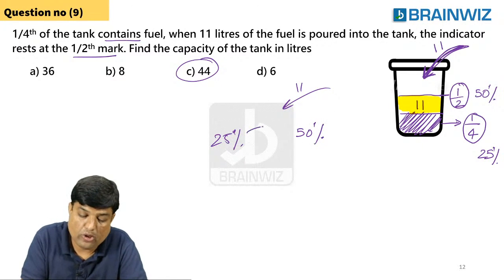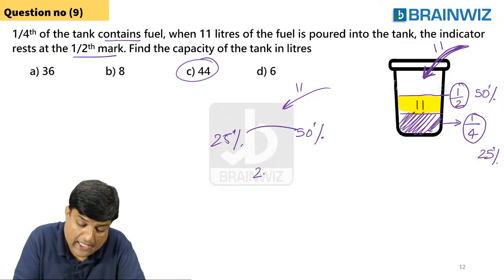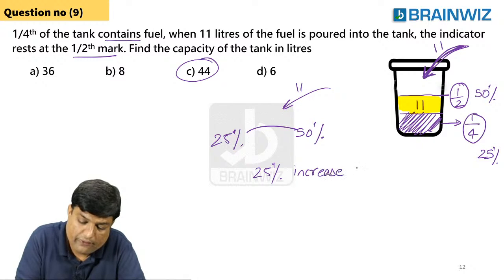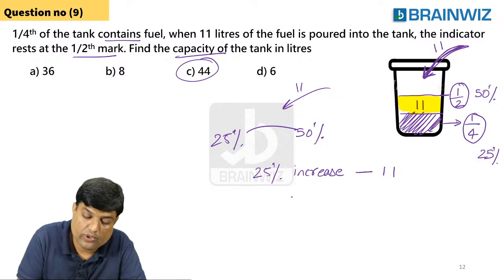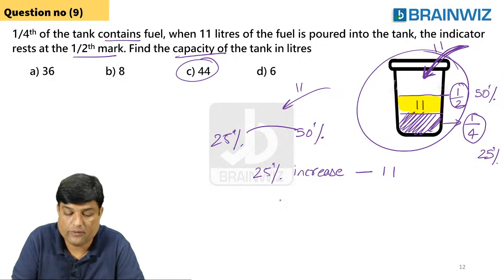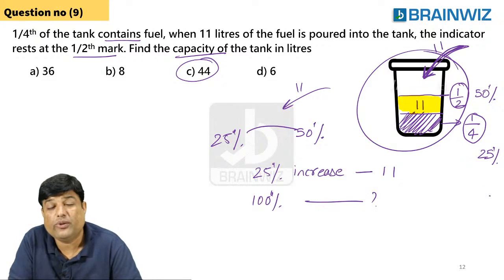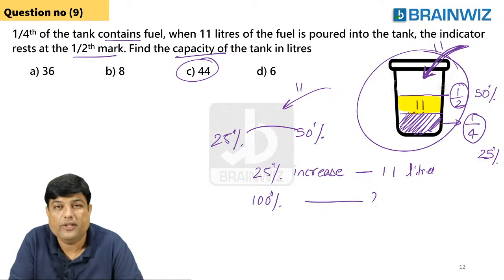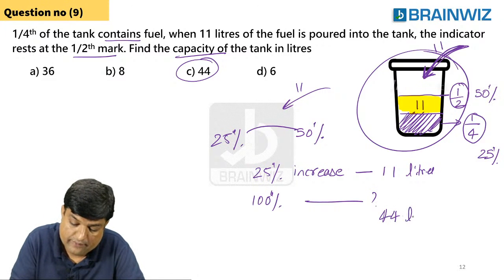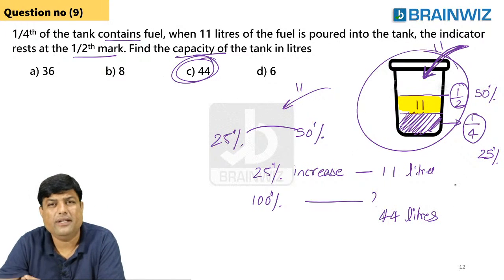So can you just try to tell me how much it is jump? 25%. So that 25%, it is increasing simple because of 11 liters. So I want the total capacity of the tank. The total capacity is what, guys? 100% of the tank is how much? So in this 25% it increased because of 11 liters. So 100% will be definitely 4 times, 44 liters. I hope you people are understanding. Answer is Chennai. It's a small question but a little tricky question.